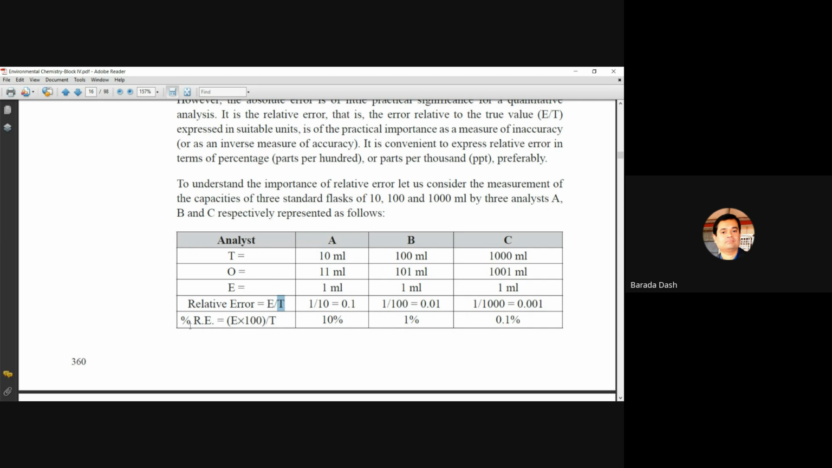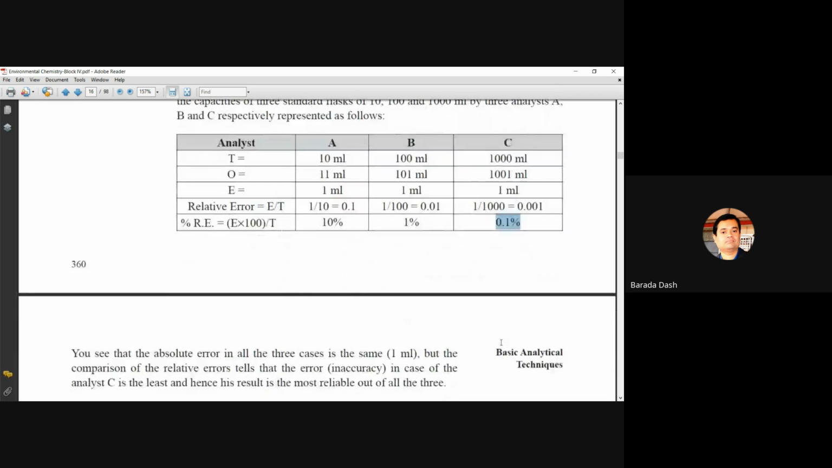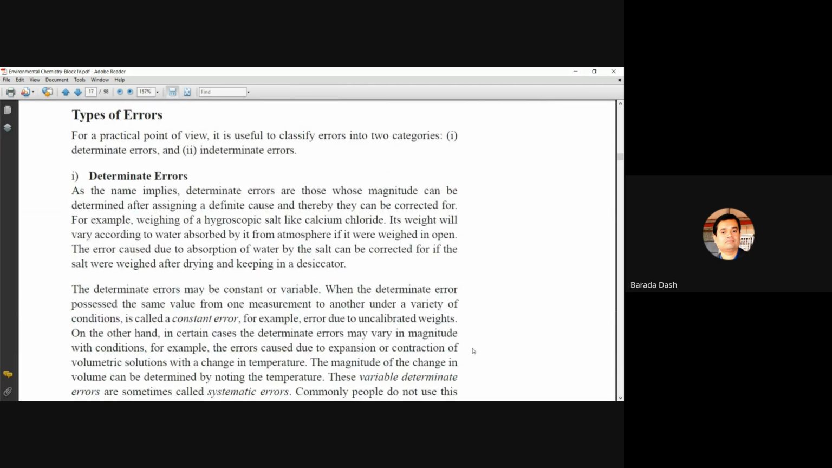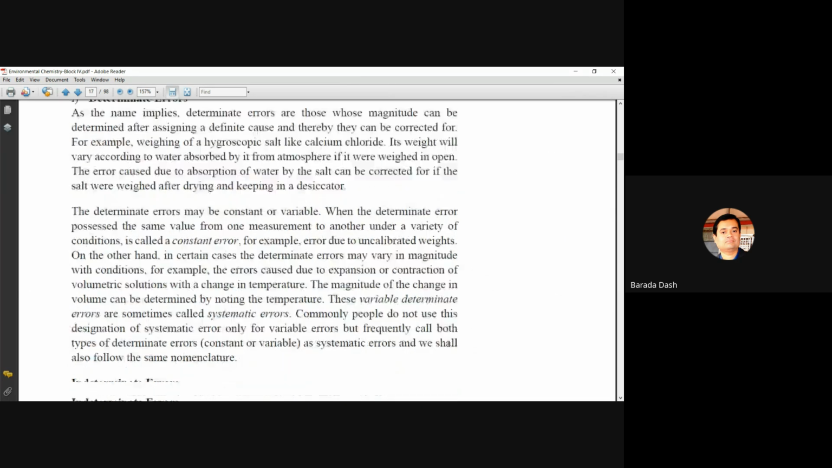Percentage of error is equal to error into 100 divided by T. That means relative error multiplied by 100 gives you the percentage of relative error. Here 0.1 multiplied by 100 gives you 10%. Here 1%, and here 0.1%. So this is how you calculate the different types of errors.